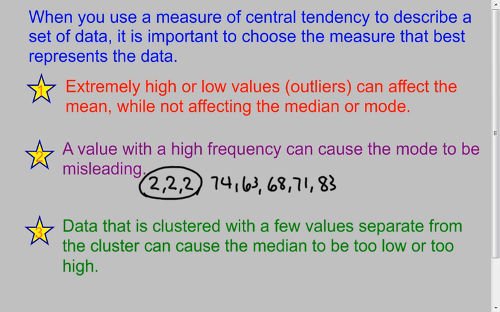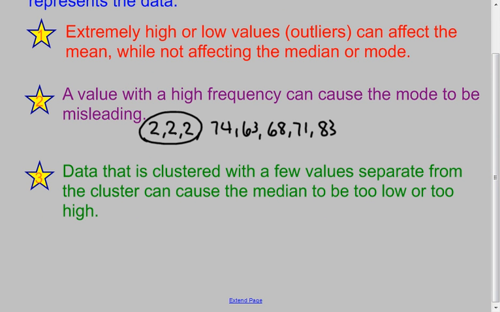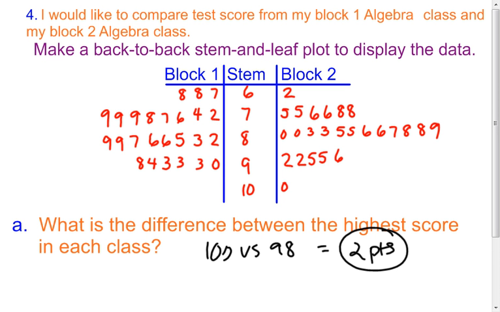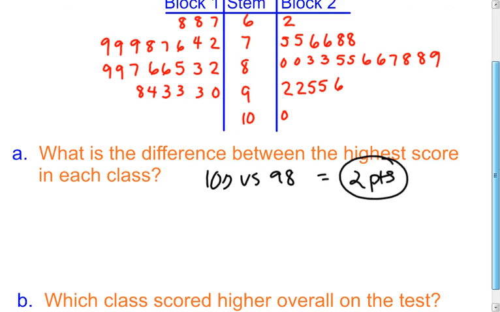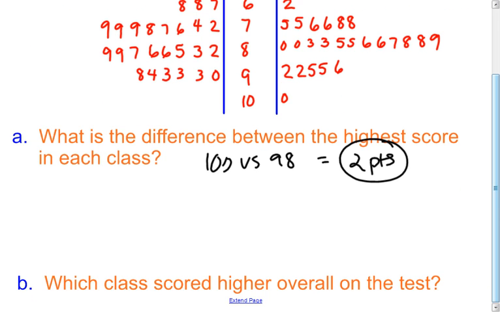And then data that is clustered with a few values separate from the other numbers can cause the median to be too low or too high. And I think we'll see a situation like that in a minute. Okay, so here we go. We are going back to number 4 from your previous example. Here's the stem and leaf plot that we looked at before. And remember, this had to do with the test scores in 2 different blocks of a class.